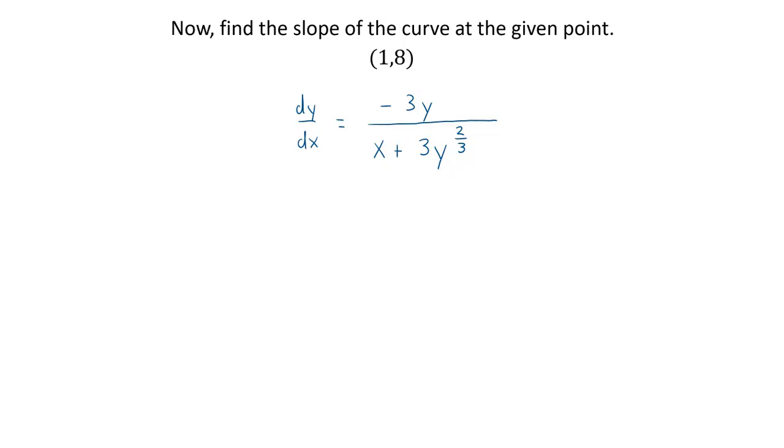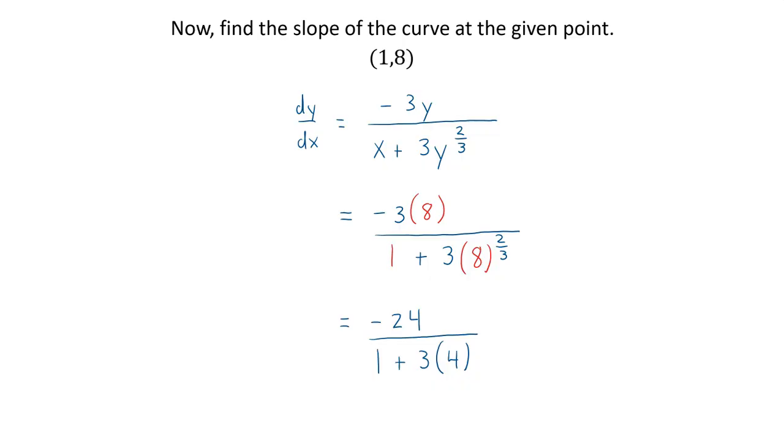But in this example, our derivative contains x's and y's. So to find the slope of the curve at the given point (1, 8), everywhere we see a y in our derivative, we enter the y coordinate of the point. And wherever we see an x, we enter the x coordinate. Substituting 8 for y and 1 for x gives us this expression.